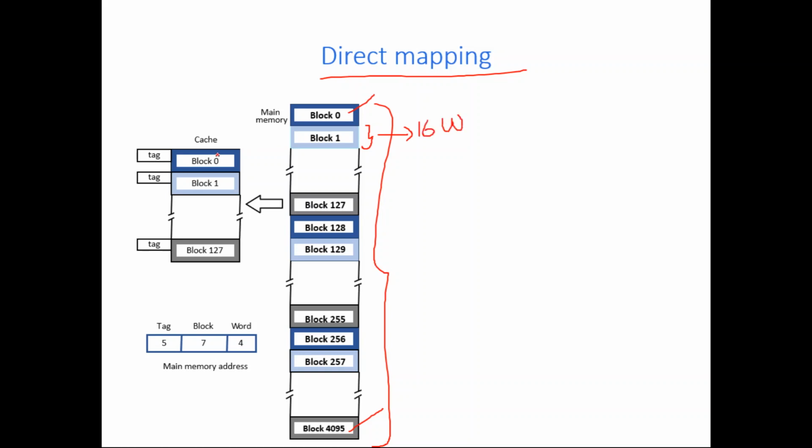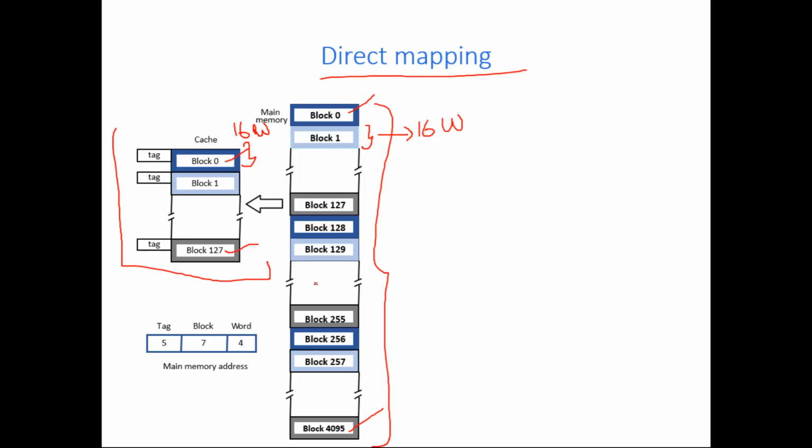And what is the size of the cache memory? Cache memory can hold 128 blocks, block 0 to block 127. Again here each block can hold 16 words. This is the scenario. Now if you see the cache memory, it has only 128 blocks, but the main memory has 4096 blocks. So at a given time in the cache memory, you can keep any of these 128 blocks out of the 4096 blocks. That's all.